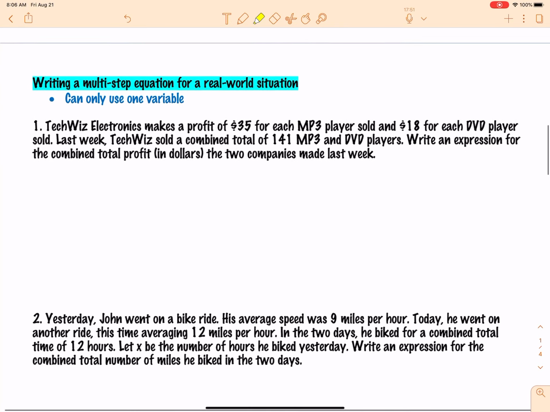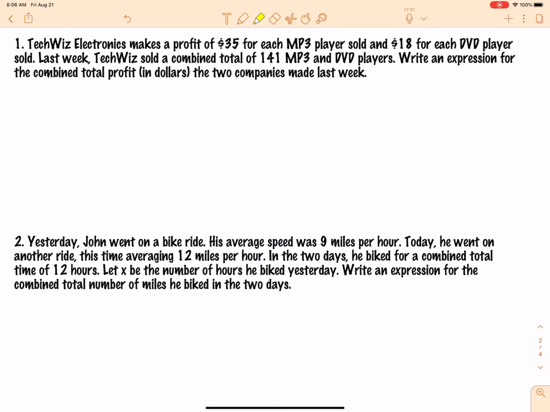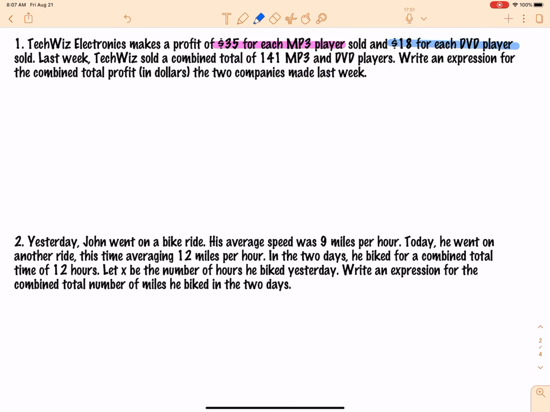So number 1 says, TechWiz Electronics makes a profit of $35 for each MP3 player sold and $18 for each DVD player sold. Okay, so I just like to highlight important information. So 35 for each MP3, 18 for each DVD. So those are the 2 things we're talking about. Last week, TechWiz sold a combined total of 141 MP3 and DVDs. So adding those 2 together, we get 141.